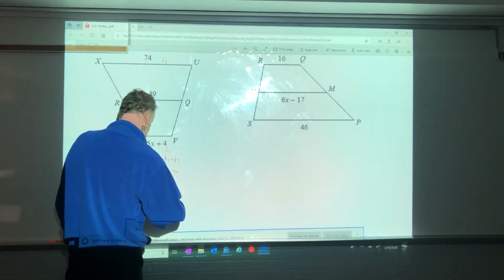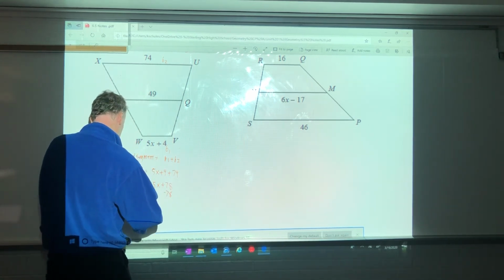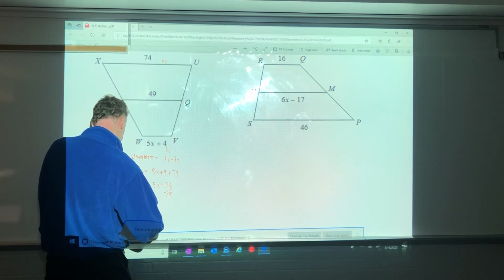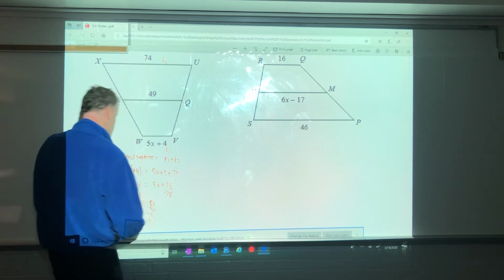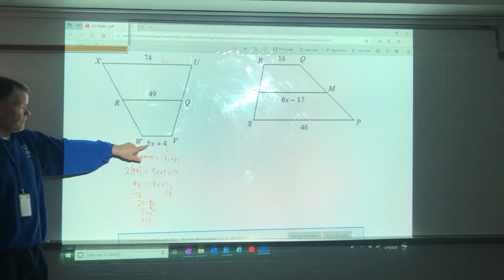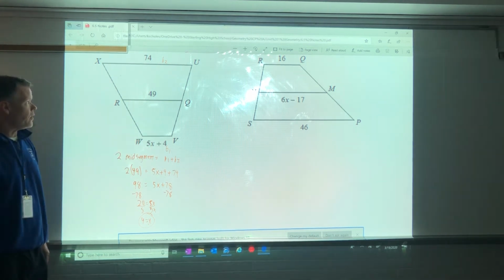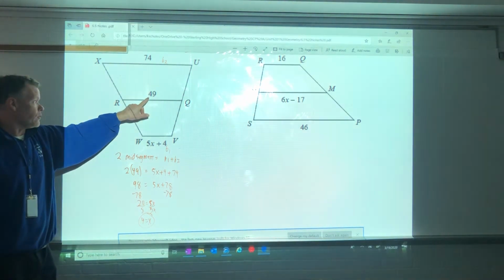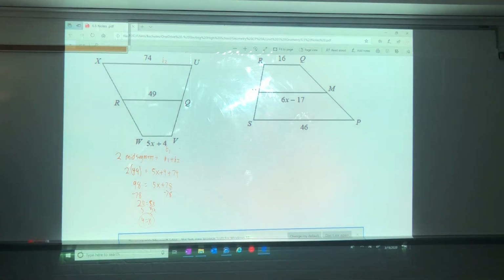Subtract your 78. We get 20 equals 5x. Divide by 5. 4 is going to equal x. And it makes sense. If we plug this back in, 5 times 4 is 20. We get 24 here, plus your 74 is going to give you 98. Half of 98 is 49, or 2 times 49 gives you 98. So that's your example right there.